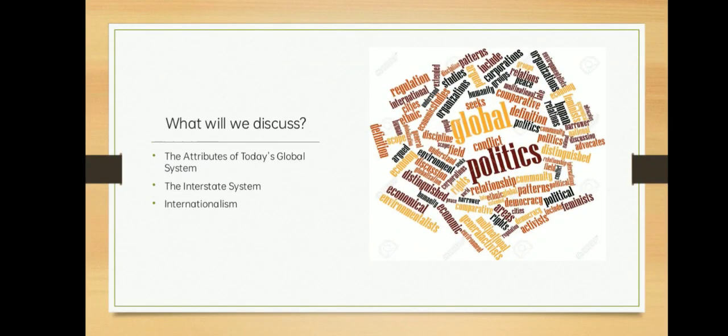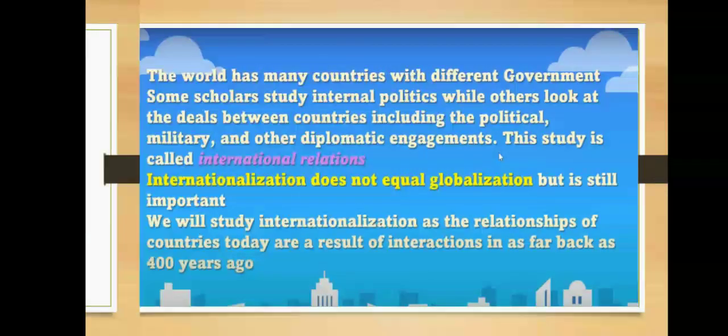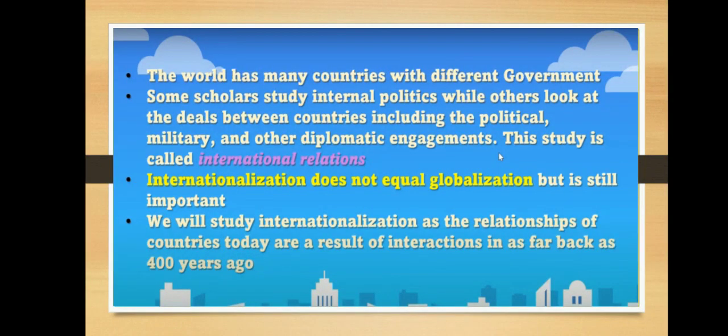So what will we discuss to all of you today? We will discuss the attributes of today's global system, the interstate system, and internationalism. For the introduction, we all know that the world has many countries with different governments. There are different forms of government: democracy, communism, socialism, oligarchy, aristocracy, monarchy, theocracy, and colonialism.